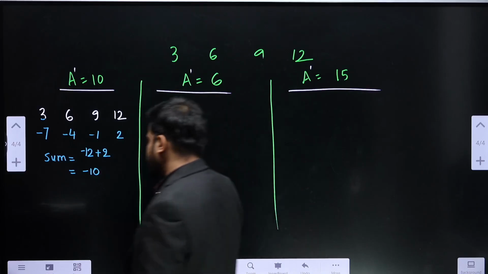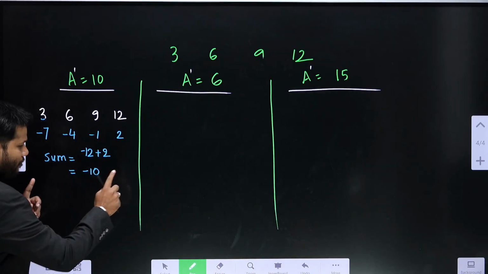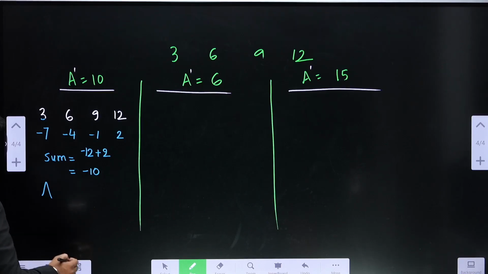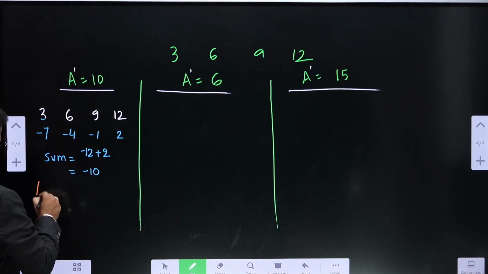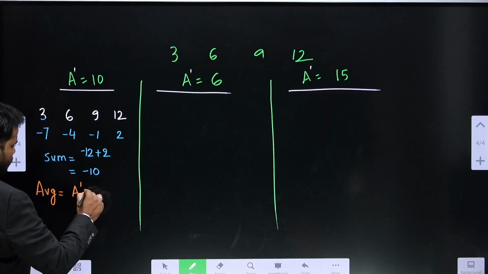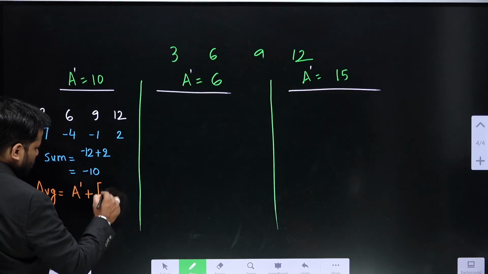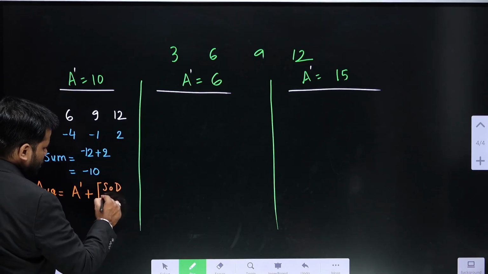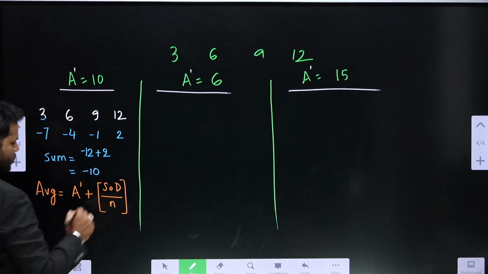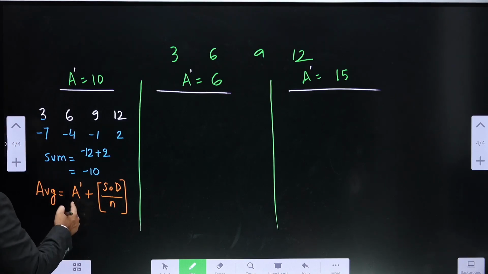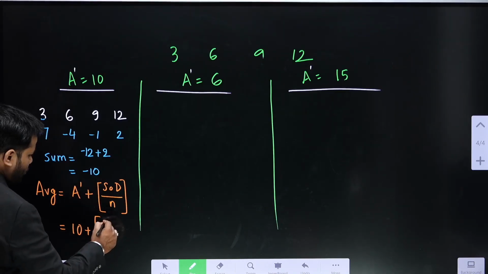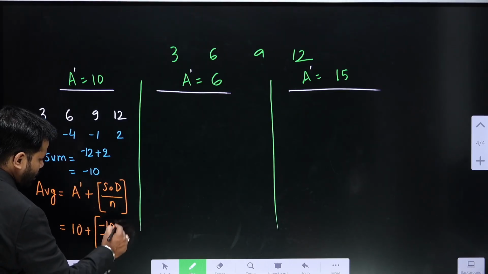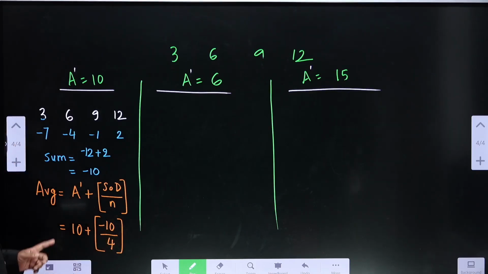So this is the process. First you do the sum of the deviation, then the actual average का formula is: the actual average is A dash plus the sum of deviation divided by the total number of terms. Assumed average कितना है, 10, plus the sum of the deviation is how much, -10, whole divided by कितना करना है, the total number of terms. So 10 minus 10 by 4.